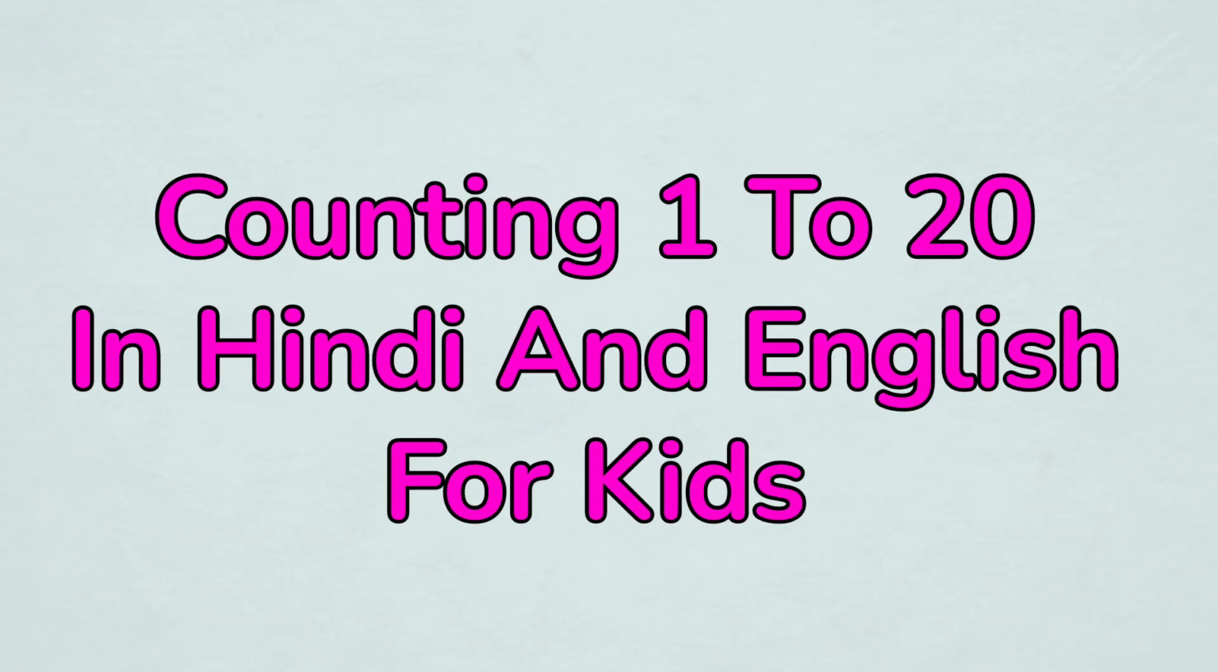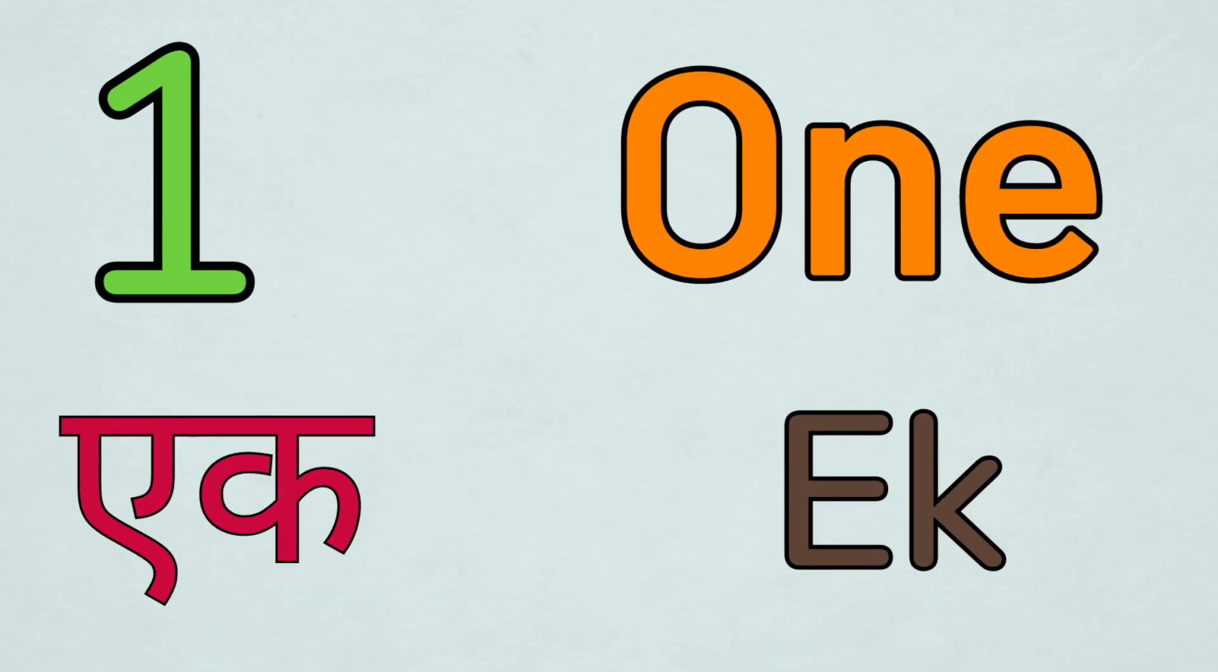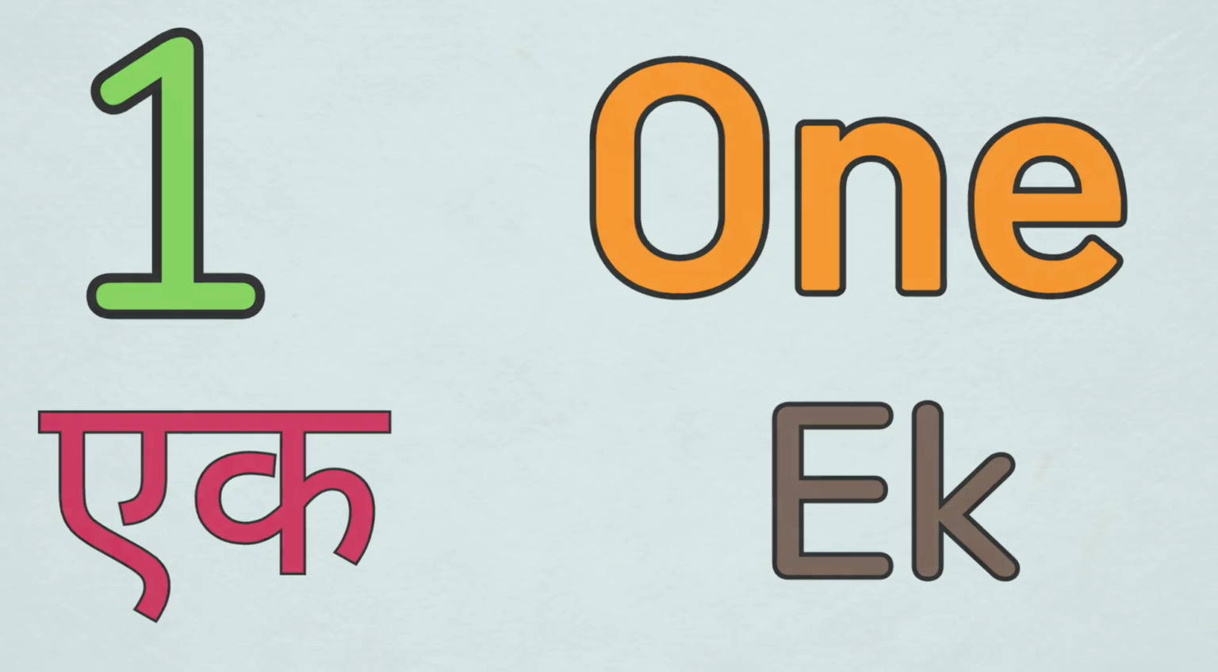Counting 1 to 20 in Hindi and English for kids. 1. Egg. Children, in English this is one. O-N-E, one. In Hindi this is egg. E-K, egg. One egg.